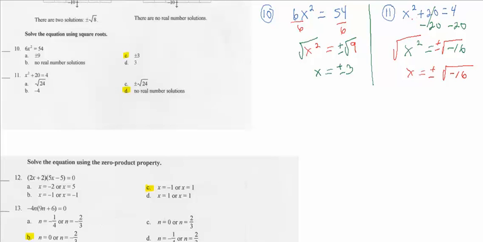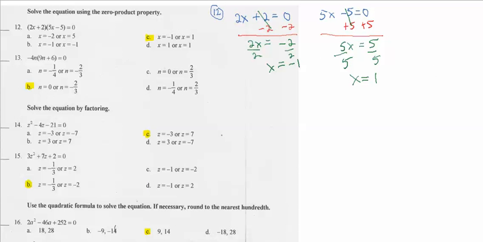Number 11, I did the same thing because we're solving using square root. I subtracted 20 from both sides. I ended up with x squared is equal to negative 16. I took the square root of both sides, plus or minus the square root of negative 16. But remember, we can never take the square root of a negative number, so that does not work. That's why it's no solution.